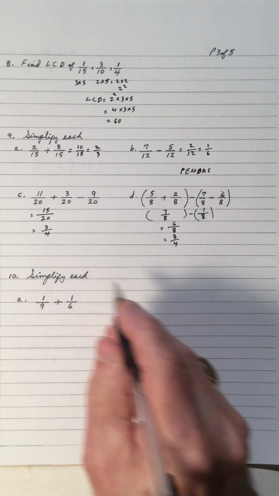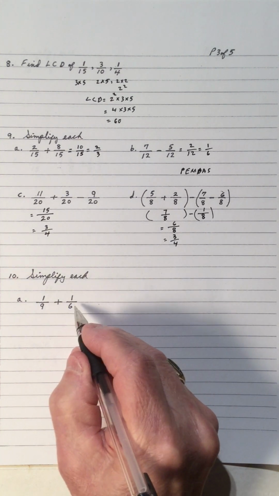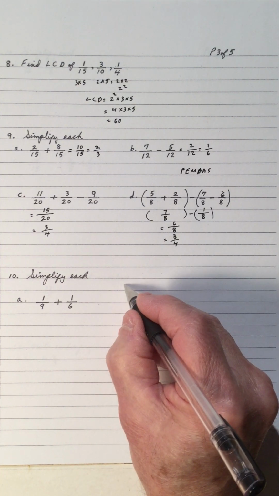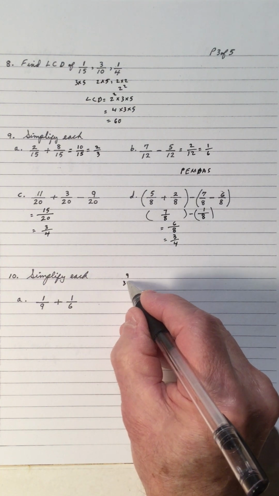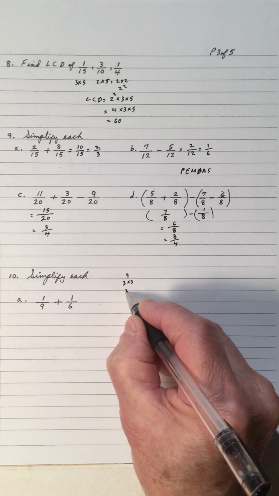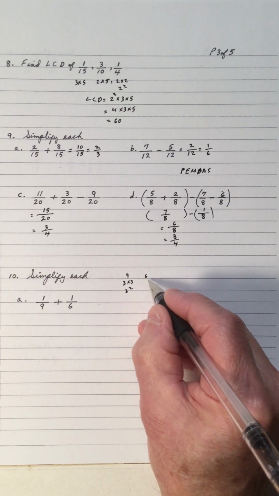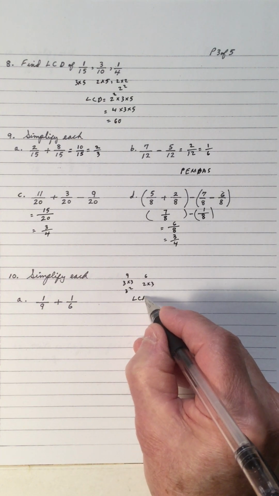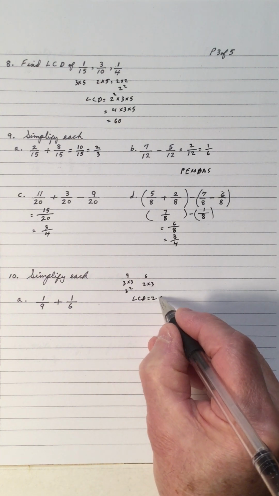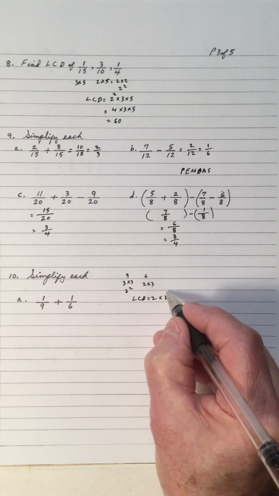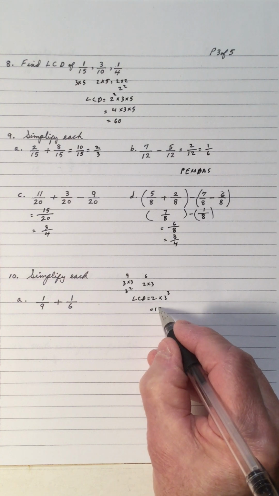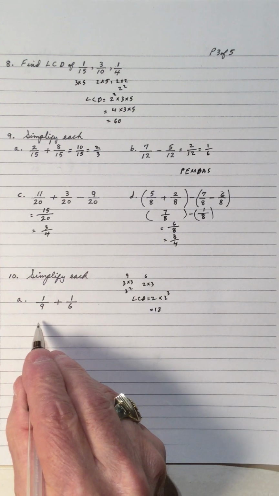And we want to simplify each. So we're adding, and we need a common denominator. So we need an LCD. So 9 is 3 times 3, which is 3 squared. 6 is 2 times 3. So the LCD is a 2 and a 3 squared. So we get 9 times 2, so it's 18. So the LCD is 18.